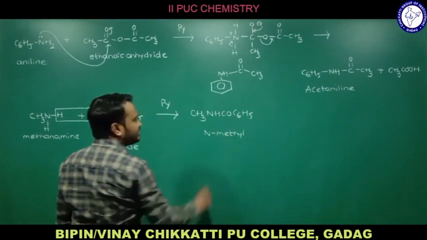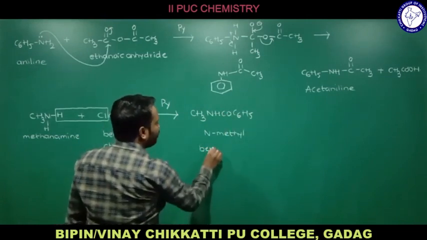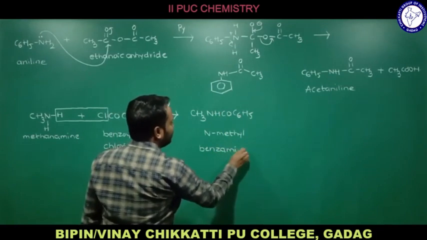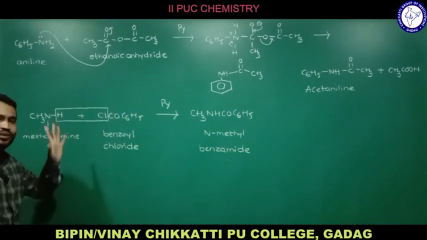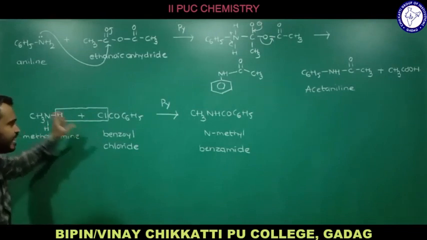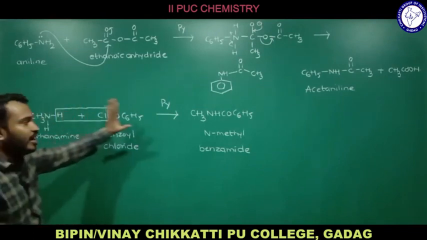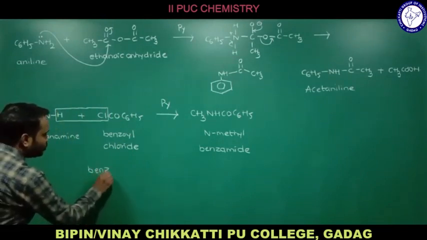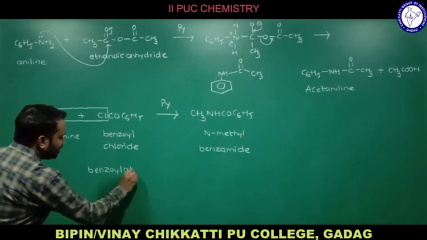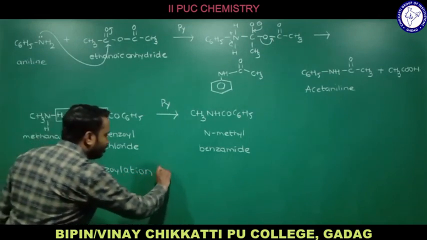What kind of amide? This is a benzamide. So N-methyl benzamide. Remember that here we considered benzoyl chloride. When benzoyl chloride reacts with amines, we are going to get a benzamide, and this reaction we call benzoylation. So this kind of reaction is considered to be benzoylation.